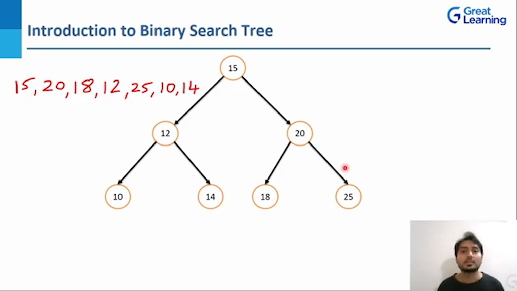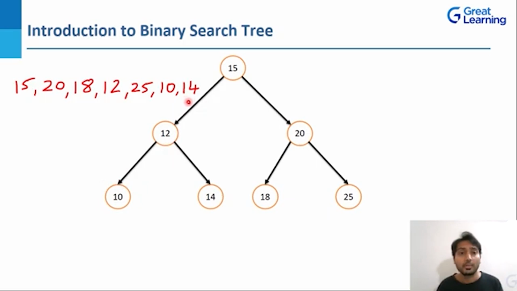So like this, just compare all the incoming inputs with the root node. If it is greater, move to the right. If it is smaller, move to the left. Next input, what do we have? We have 10. So 10 is smaller than 15. So what we have to do? Drill down to the left. Compare it with 12. Again, it is smaller. Simply move to the left and place 10 here.